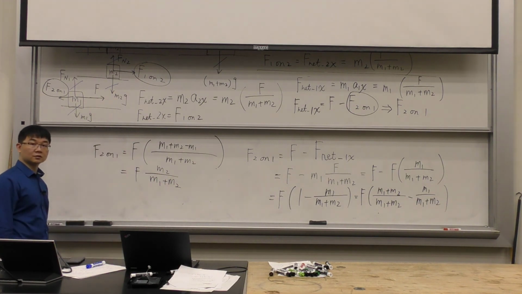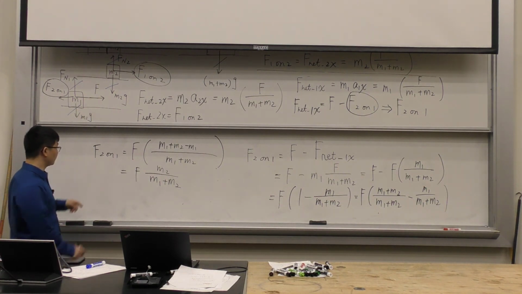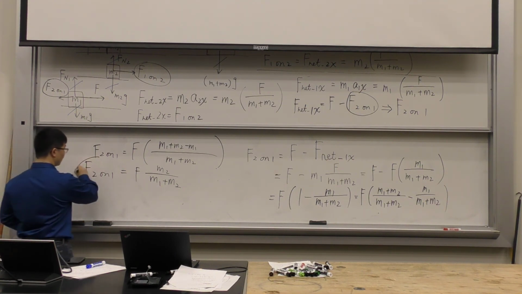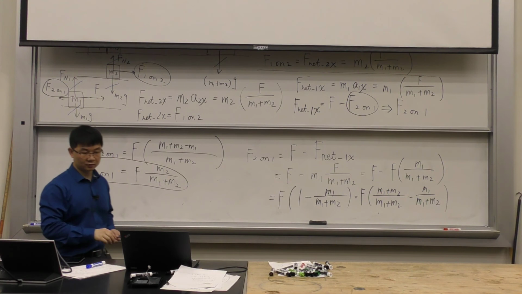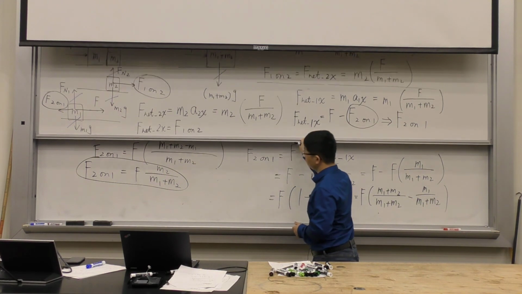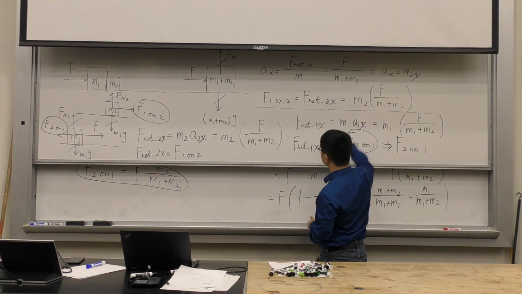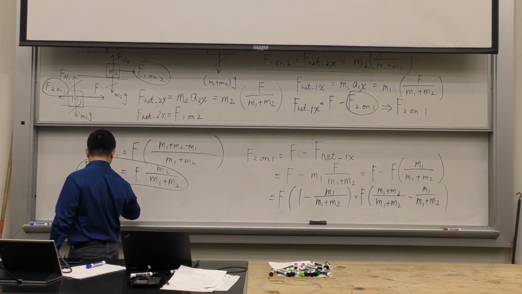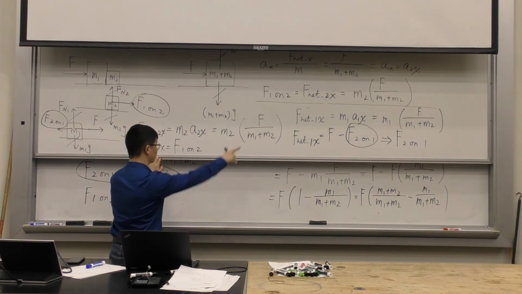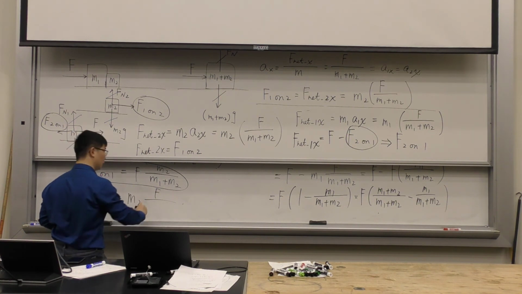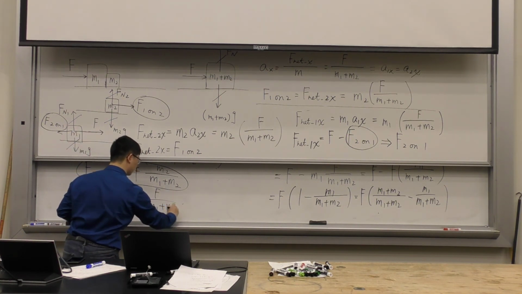So why are we doing this? A lot of people may be confused, like what are we doing with all these symbols? This is the value of the force from 2 on 1. What is the force we got in the previous part? The force from 1 on 2. Okay, the force from 1 on 2 is this. So let's copy it down here. The force from 1 on 2 we found in the previous part is m2 times F divided by m1 plus m2.